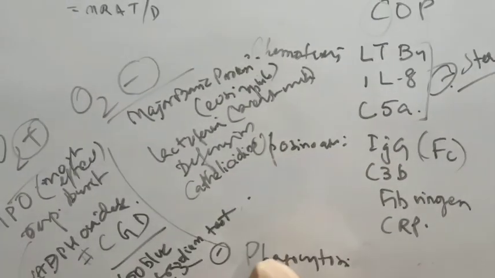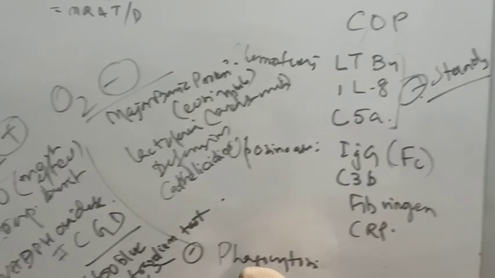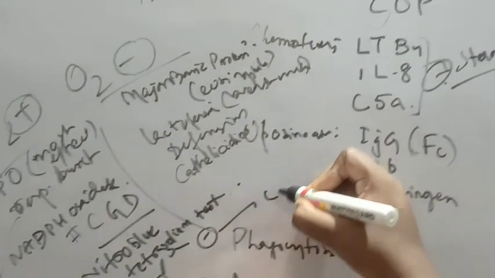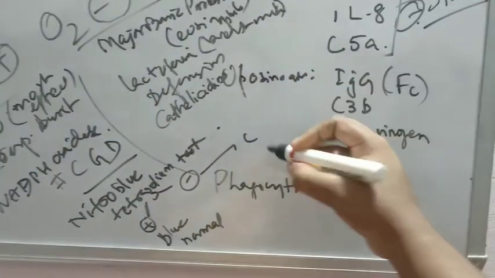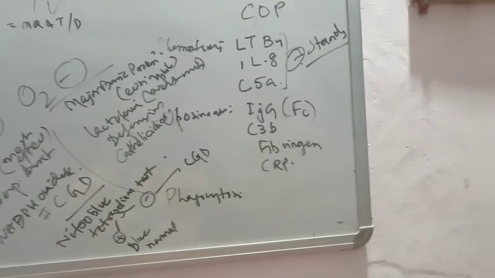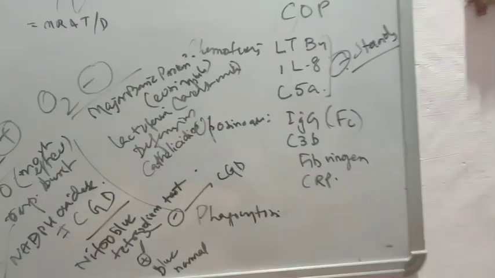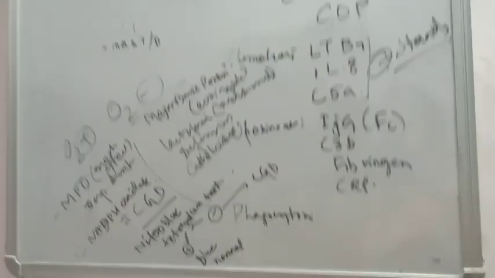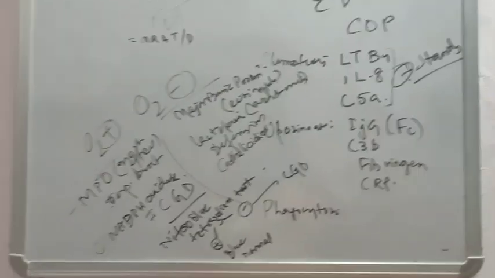Positive means the blue color, and that is normal. Negative means it is whitish, very pale, and this is CGD. So this can be a potential question. I'm not sure if AIIMS has asked this, but NEET has not asked it yet. But remember that nitroblue tetrazolium is a bit different. When it is positive, it is actually normal, and when it is negative, it is CGD.